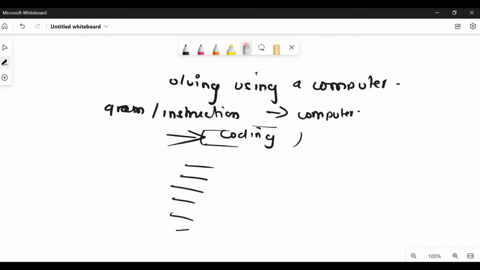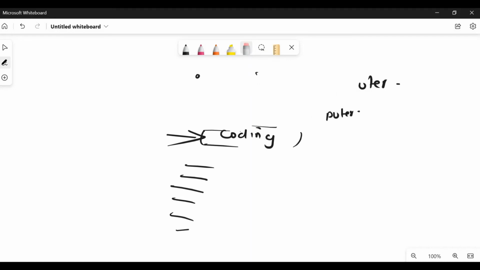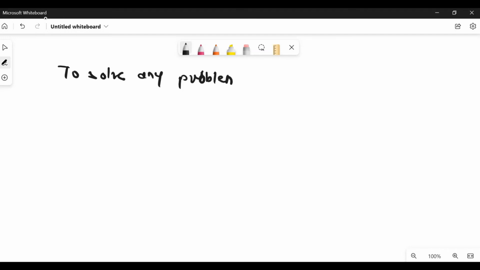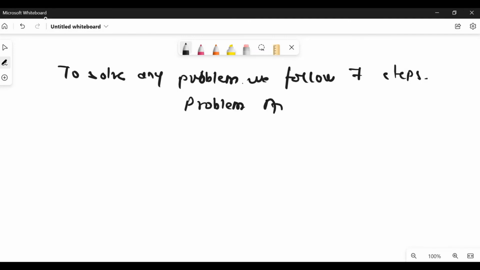Okay, so what are the various steps? We have 7 steps to solve any problem. Let me write them for you. To solve any problem, we follow 7 steps. The first step is problem analysis. This is the first step, that is problem analysis.